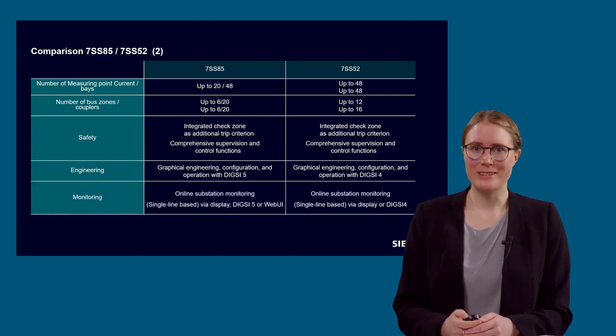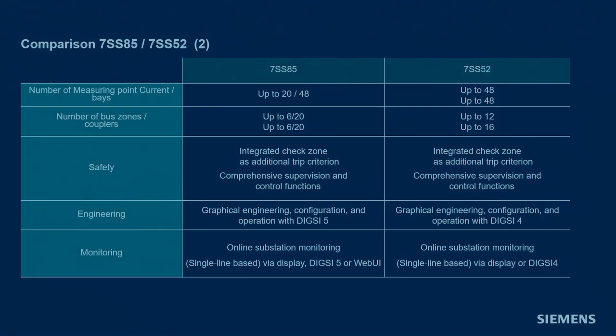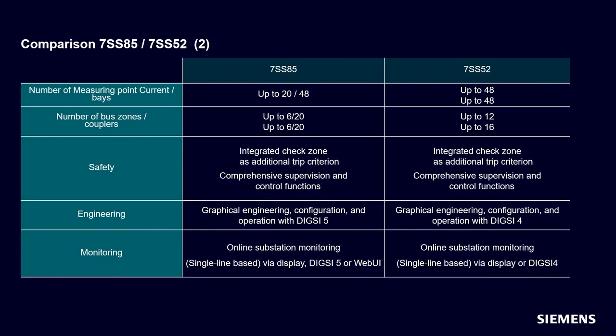For the online monitoring, we can offer for ZIPROTEC 4 and ZIPROTEC 5 the single line based view via display or DIGSI 5. There you can check the current values, the differential values for each zone, and the disconnector image with the status of all disconnectors. For the 7SS85, there's additionally the web browser available.